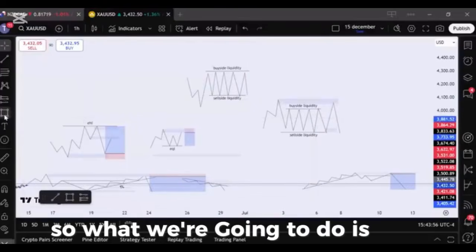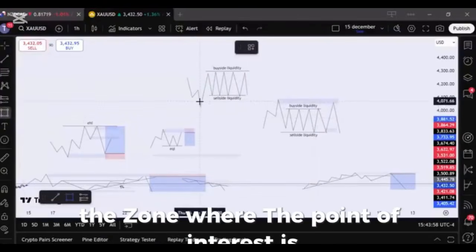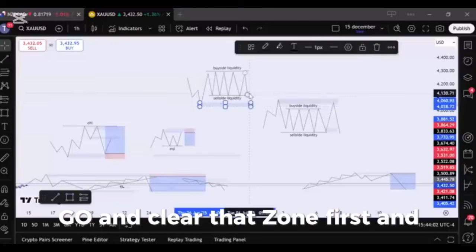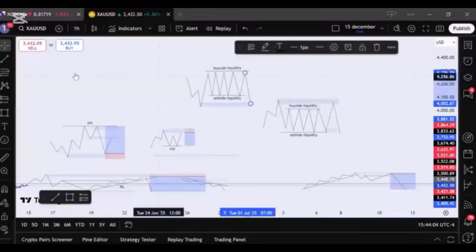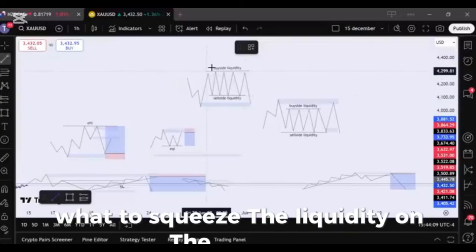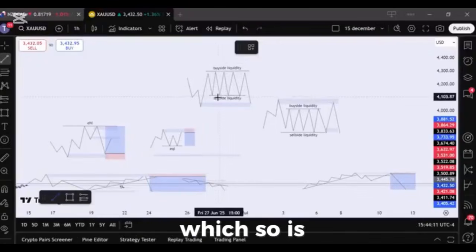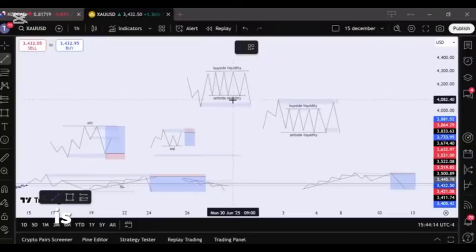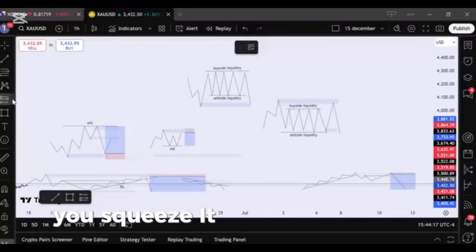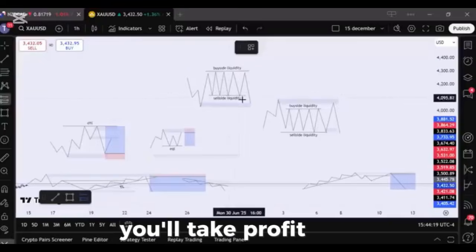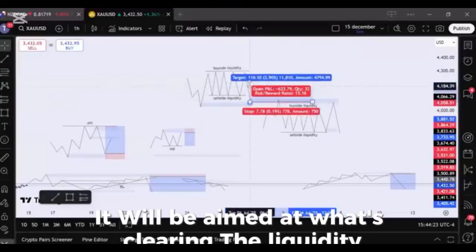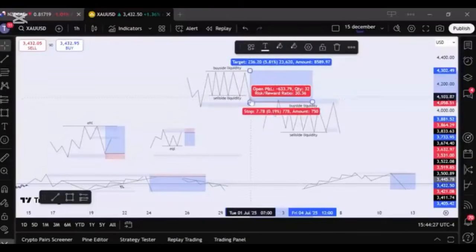So what market is going to do is what? The zone where the point of interest is for the direction that you're trading is going to eventually go and clear that zone first, sweep that liquidity and trigger your point of interest. Once this happens, the way it's heading next is what? To sweep the liquidity on the other side, the sell side liquidity first. It's now heading towards sweeping the liquidity on the buy side, which means that once you take your trade here, your take profit level will be aimed at clearing the liquidity on this side.